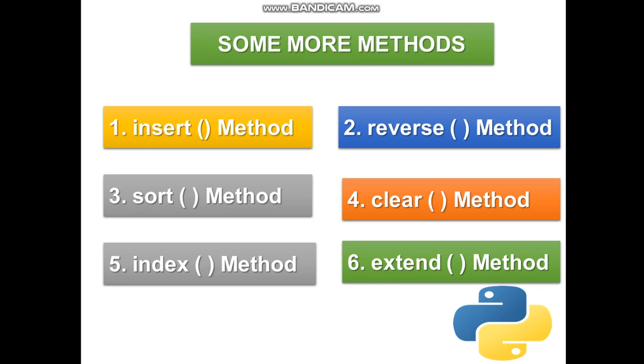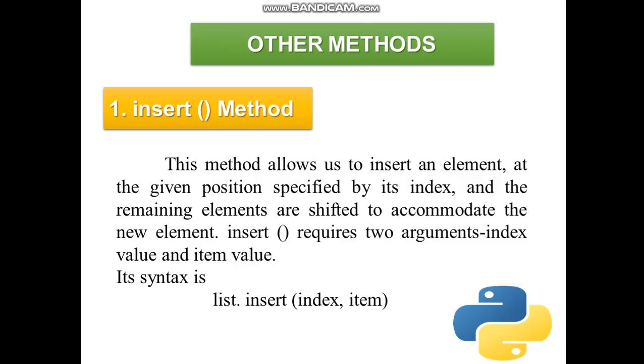Now again we have some more methods in list. One is insert, reverse, sort, clear, index and extend. We will see each method in detail. First is insert. This method allows us to insert an element at the given position specified by its index, and the remaining elements are shifted to accommodate the new element. Insert requires two arguments, that means index value and its item.